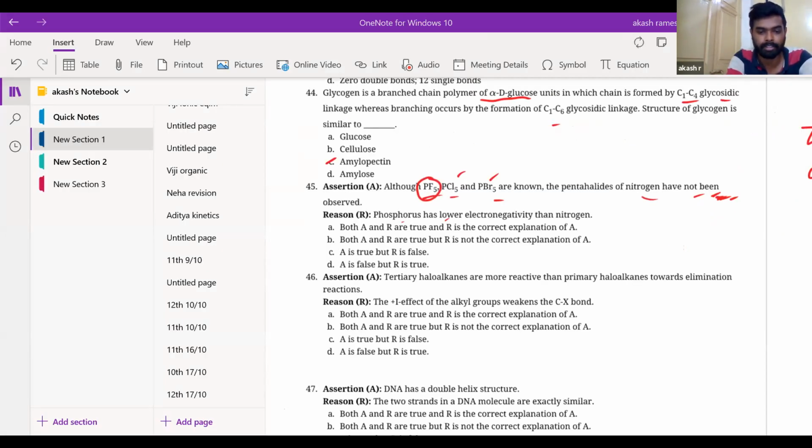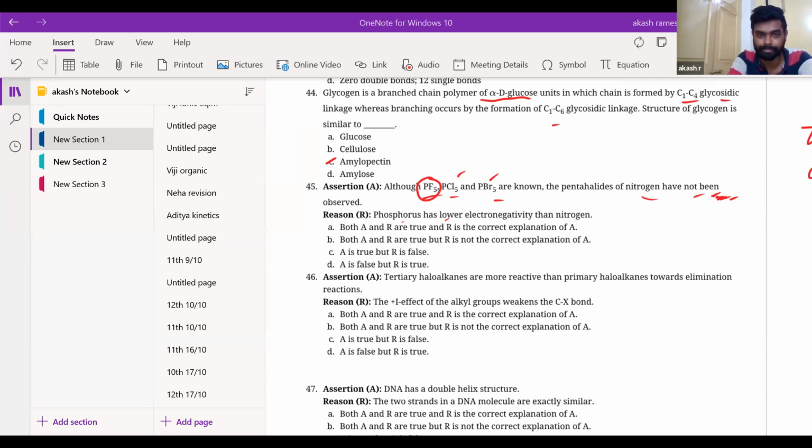Fluorine has a -1 oxidation state. Why is PF5 not formed in phosphorus? Is the chemical compound PF5 a colorless gas? PF5 is a colorless toxic gas. That means PF5 exists, people.